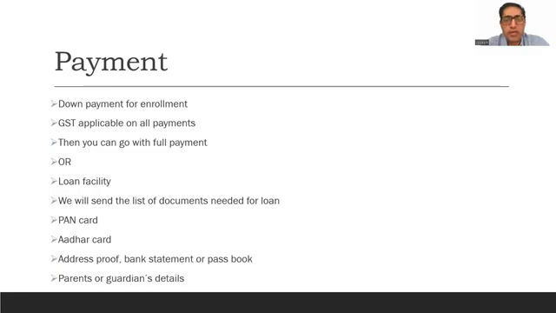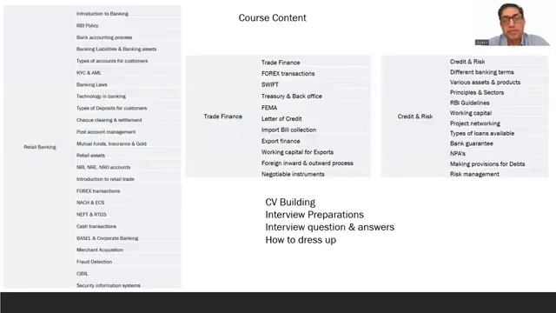Okay, now normal documents that are needed for a loan is PAN card, Aadhaar card, address proof, bank statement, or a passbook. Okay, and also the guarantor, that means your parents or your guardians. All these details will be needed for loan purpose. So this is how the payment is done.